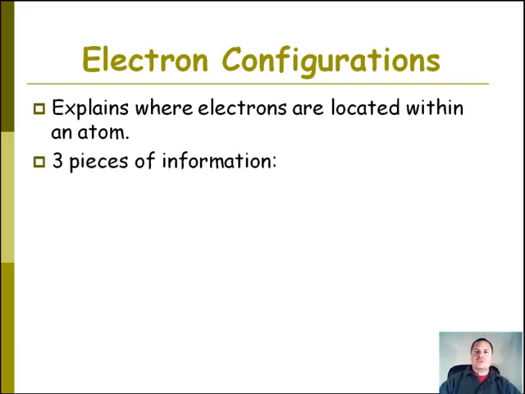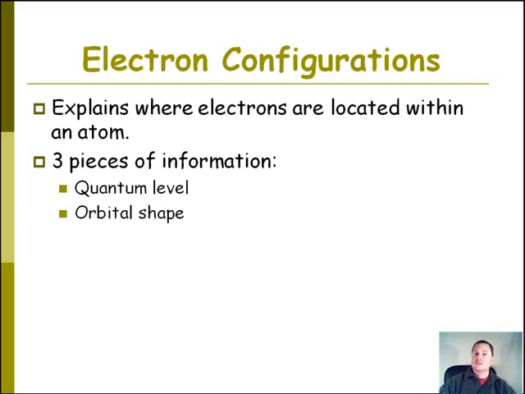The electron configuration is basically going to contain three pieces of information. First of all, the quantum level. That's the principal quantum number: how far away from the nucleus it is. Second, the orbital shape. What type of orbital is it in? And then the third thing is how many electrons are in a particular orbital.